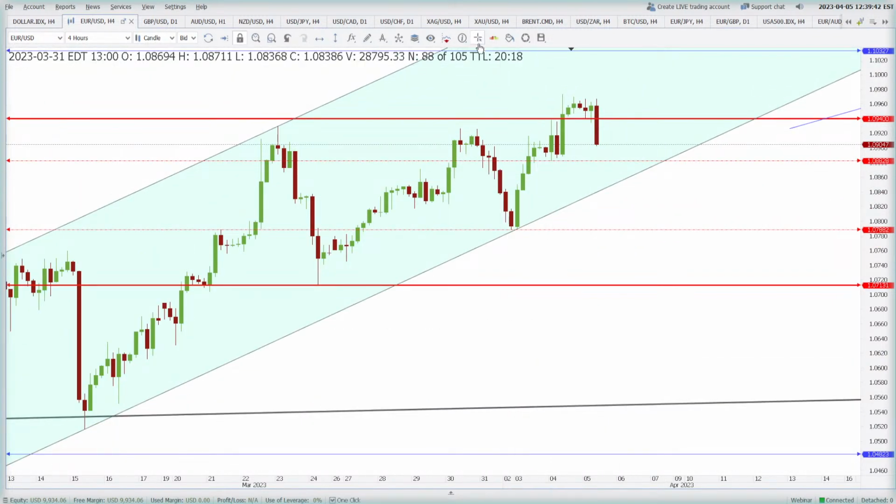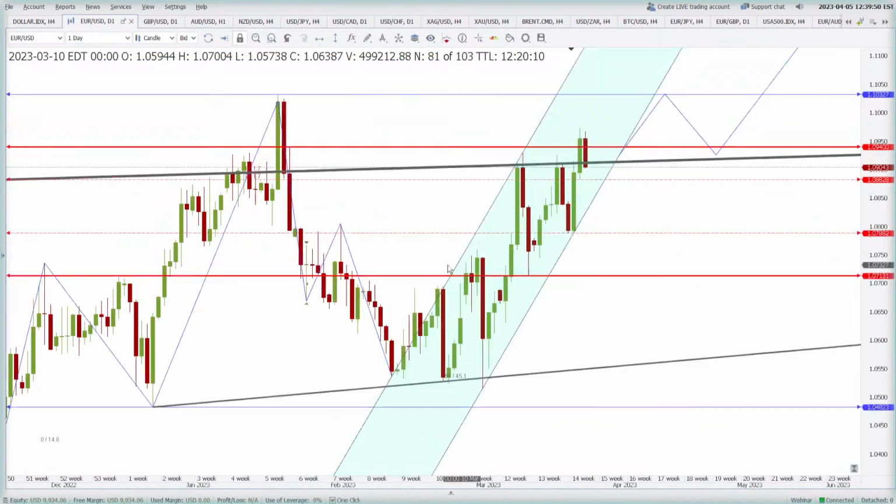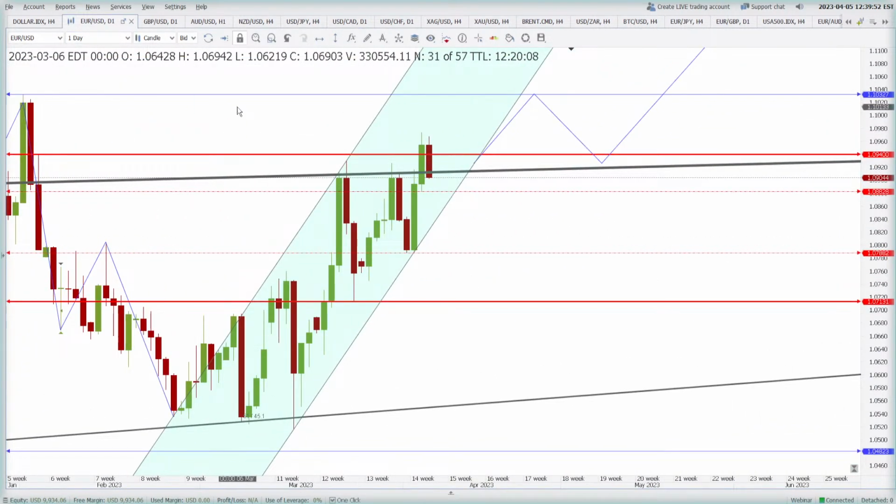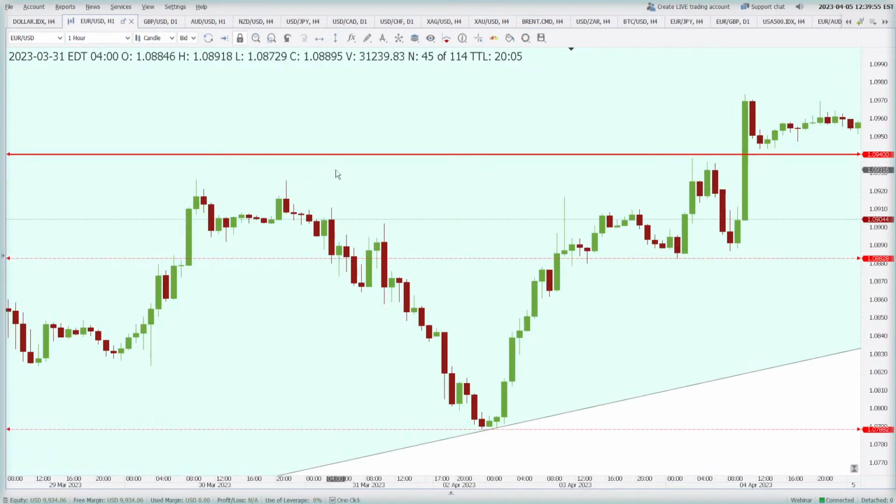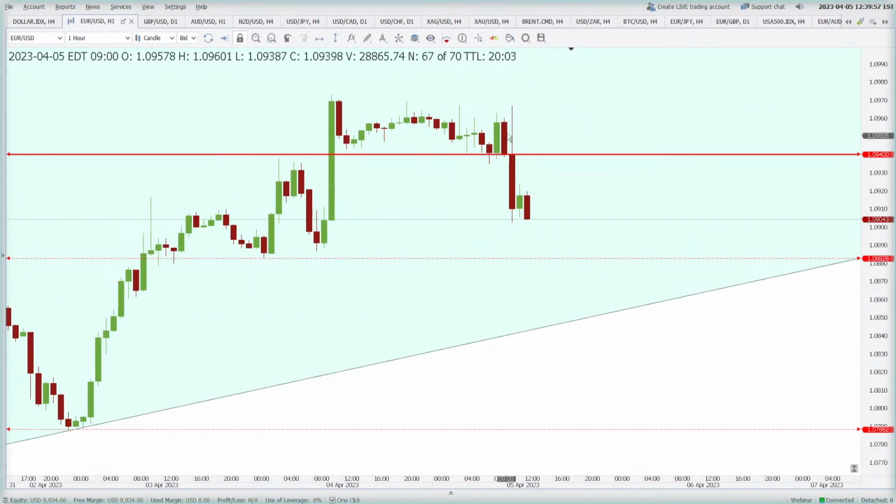On the high side we have a resistance at 1.0940. Yesterday we gave a close higher than that, so this should have been acting as a support, but it did not. In the intraday it acted as a support, but later on it was boom, this candle failed everything.